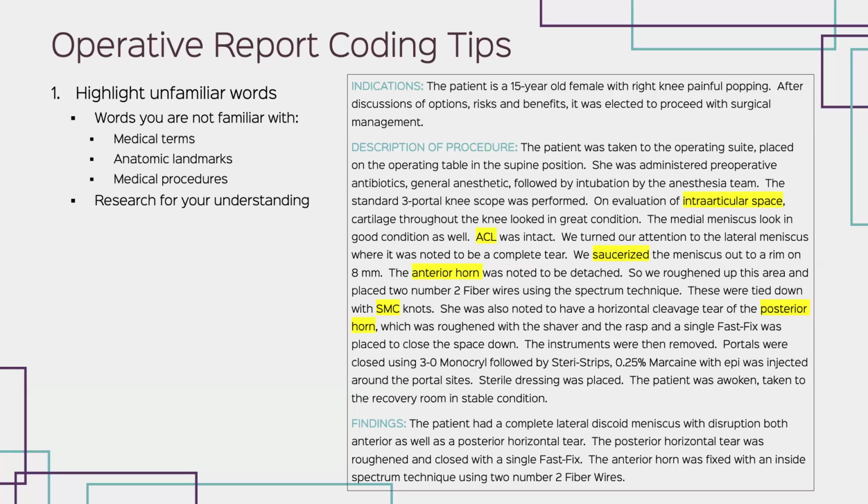As you read through the note, you will want to highlight any terms that are unfamiliar to you. This will help you remember to research those terms so that you have a better understanding of the procedure that is being performed. So in this example, if you're not familiar, then you would want to highlight those terms here to help understand what intra-articular means, authorized, any abbreviations such as your ACL or your SMC, and then the anatomic location of an anterior horn and a posterior horn of the meniscus.